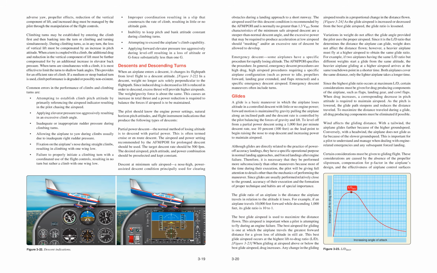To level off from a partial power descent using a 1000 feet per minute descent rate, use 10%, 100 feet, as the lead point to begin raising the nose to stop descent and increasing power to maintain airspeed.